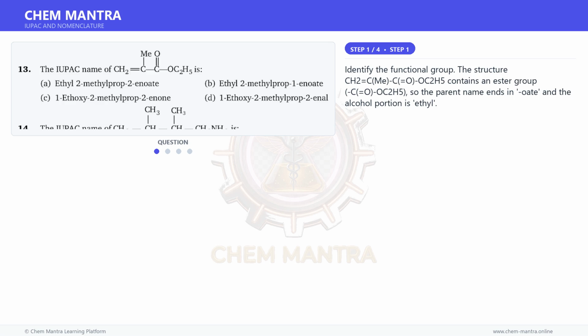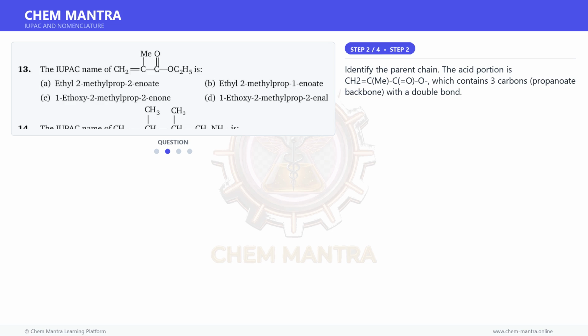Identify the functional group. The structure CH2=C(Me)C(=O)-OC2H5 contains an ester group, C(=O)-OC2H5, so the parent name ends in -oate and the alcohol portion is ethyl. Moving on to the next step.